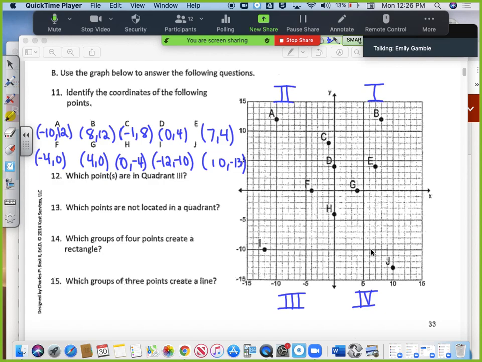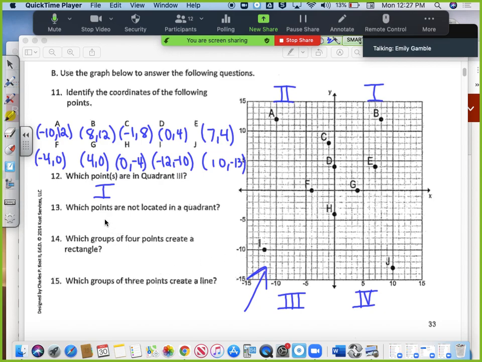So it's asking for which points or just which point are in quadrant 3. So quadrant 3 is this quadrant down here. So we're looking at which points are actually in the quadrant. So what points are in that quadrant? Yes, it is just I. How come points F and H are not in quadrant 3? Right. F and H are both on the lines here, so they're not included in the quadrant. The only point would be point I.